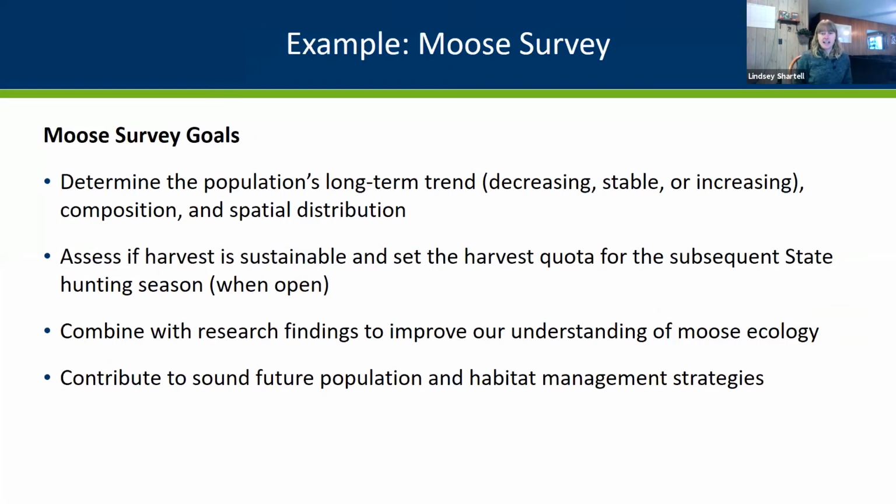So as an example, I'm going to go over our annual moose survey. The goals of this survey are to determine the population's long-term trend, whether it's decreasing, stable, or increasing, as well as the composition and spatial distribution of the population, and then assess if harvest is sustainable and set harvest quotas for the hunting season when it's open. And then those findings will be combined with research to improve our understanding of moose ecology and ultimately contribute to future population and habitat management strategies.